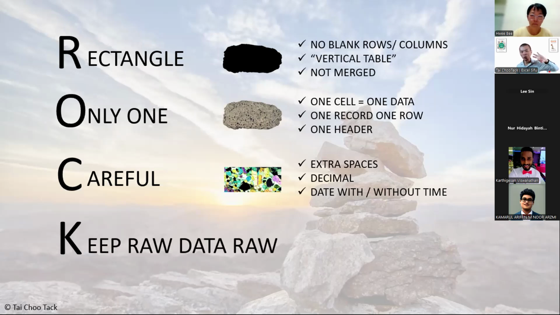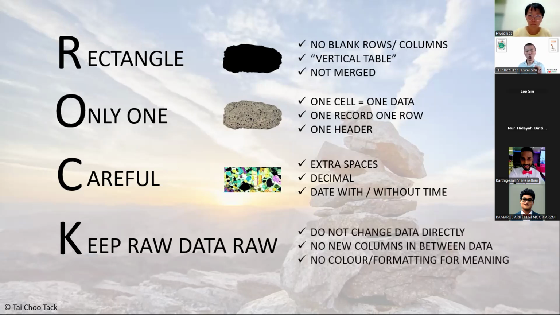There are 3 main things we do not want to do with our data. The first one, we do not want to change the data directly. Second, we do not want to add a new column in between the data we get from somewhere else. And lastly, also very common, we do not want to use any color at all with our data to indicate special meaning.